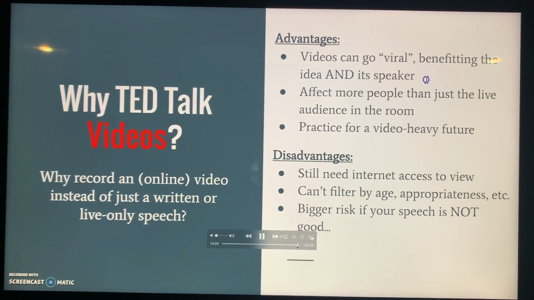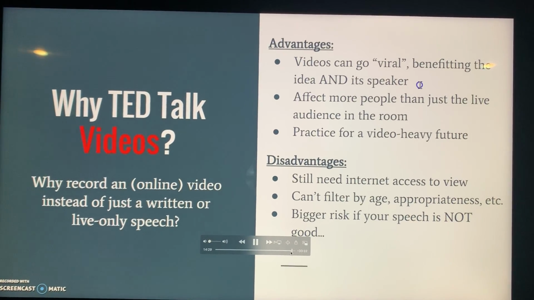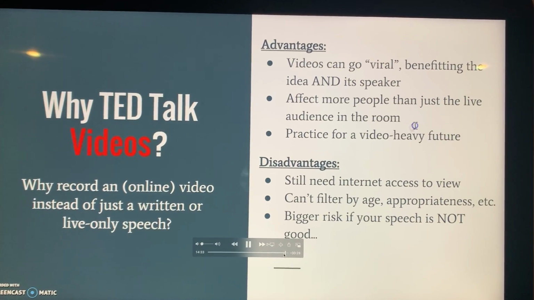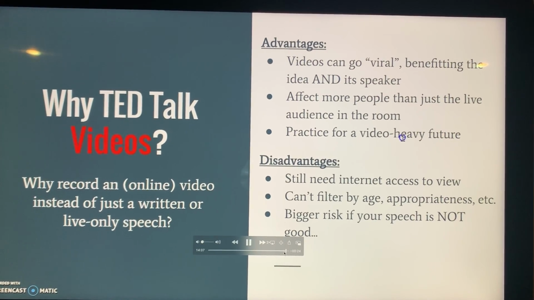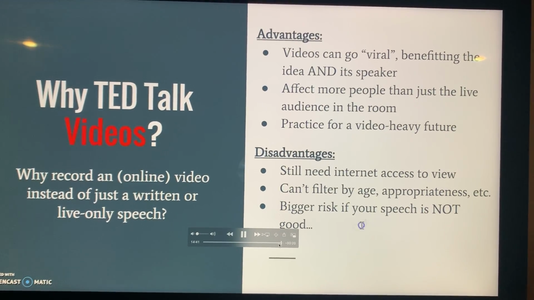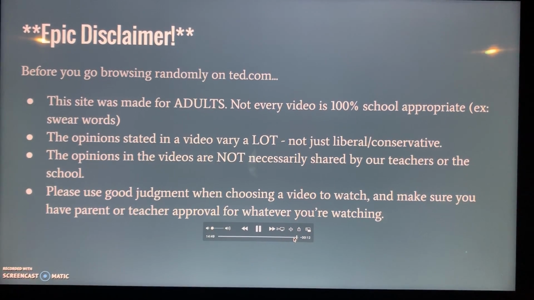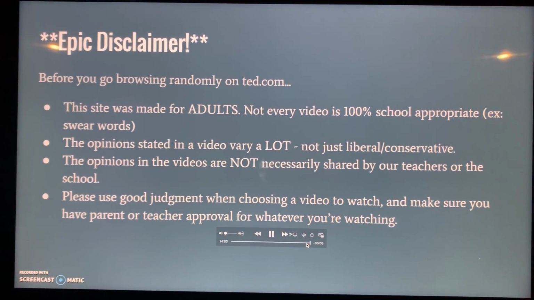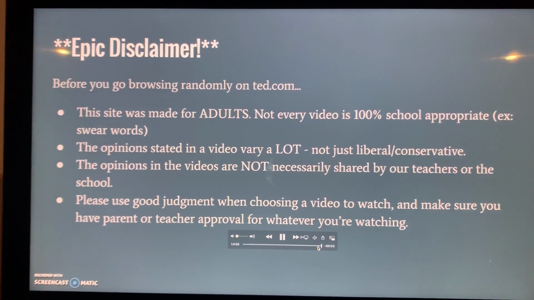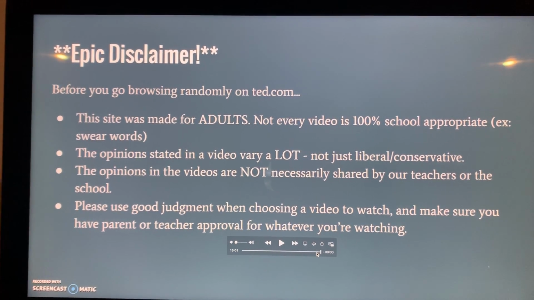All right, advantages to TED Talk videos. So why record a video instead of just writing it or giving a live-only speech? Once again, going back to the internet, it can go viral. It benefits the idea and the speaker. So it's obviously a great tool to be able to affect a lot of different people.